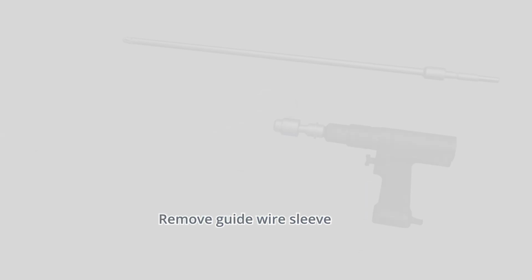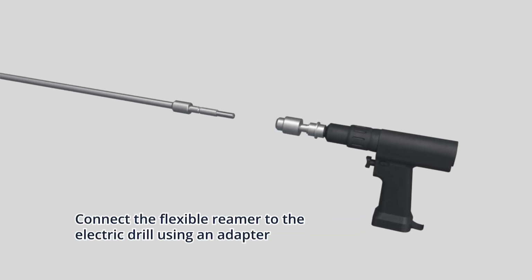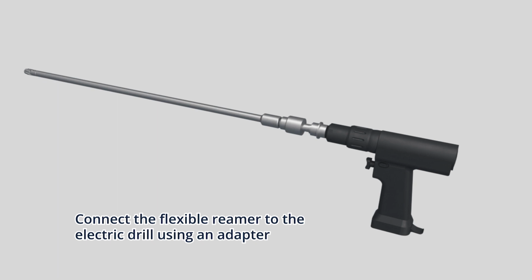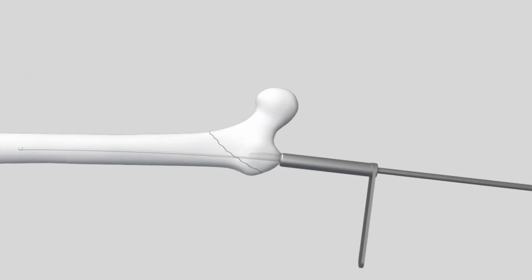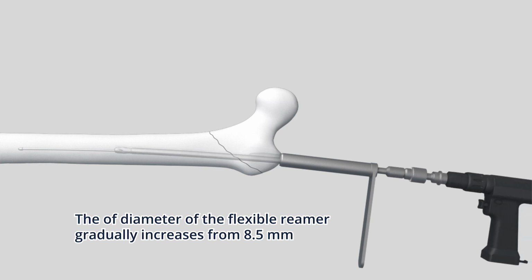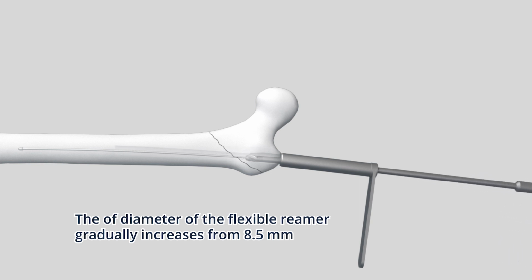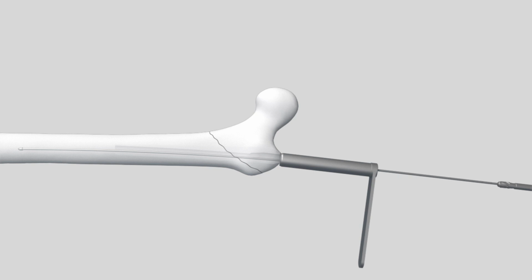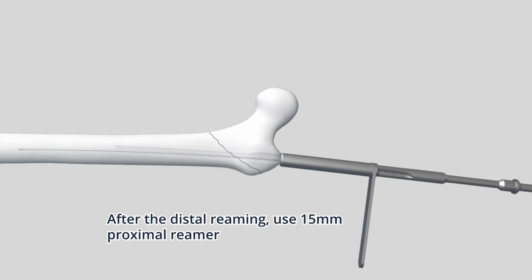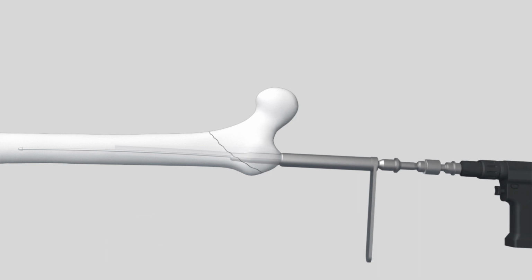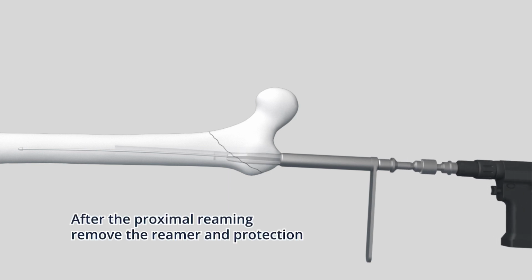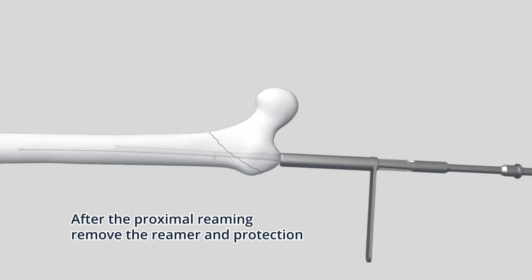Remove guide wire sleeve. Connect the flexible reamer to the electric drill using an adapter. Ream the canal towards distal end. The diameter of the flexible reamer gradually increases from 8.5 millimeters. After the distal reaming, use 15 millimeters proximal reamer to complete the proximal reaming. After the proximal reaming, remove the reamer and protection sleeve.